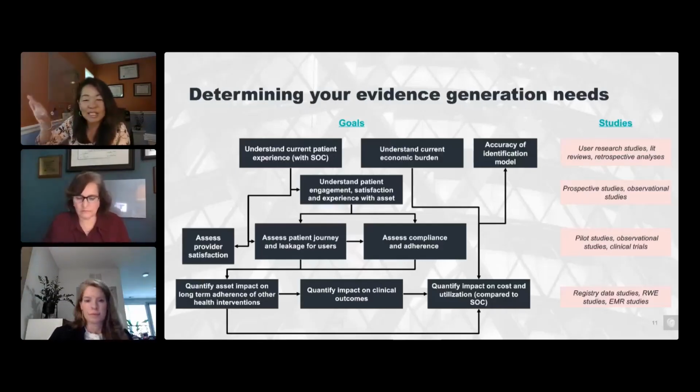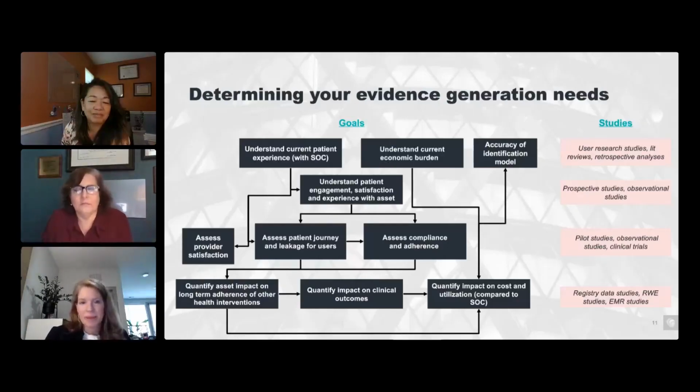And how does that actually translate into studies, on the far right of the slide? Are there user research studies, prospective studies that are observational in nature? Are there ways that you can use real world data or EMR studies to answer some of these questions? So you can see there's a lot going on, with lots and lots of potential choices one could make in terms of how to answer these questions. Yeah, and I imagine tying it back to that case study, Allison, some of these were things you were thinking about: what is happening? We want to understand all of these questions. Exactly.